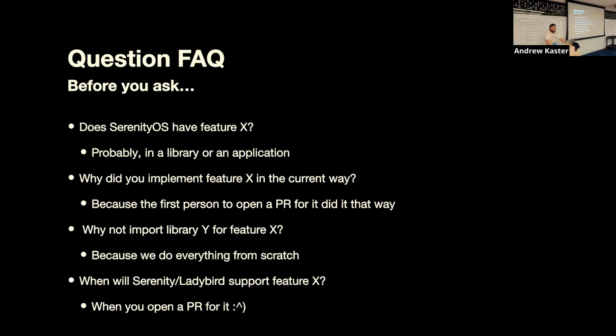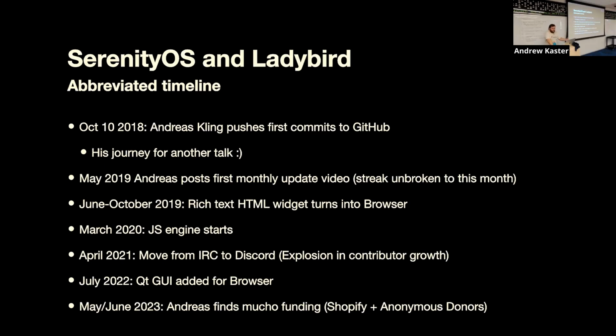Okay. So I kind of preloaded some FAQ questions here. About, do we have feature X? Yeah, probably. And if not, we can add it. Why did we do it this way? Almost always it's because the first person to open the PR did it that way and nobody's cared enough to fix it. Why not import library Y for feature X instead of doing it yourself? Well, that's just not how we do things. The whole point is to do everything from scratch because it's fun to do it that way and you learn a lot doing it. And when will we support some feature? When you add a PR for it. That's generally the types of questions that come up when people start joining the Discord and taking a look at what's going on.